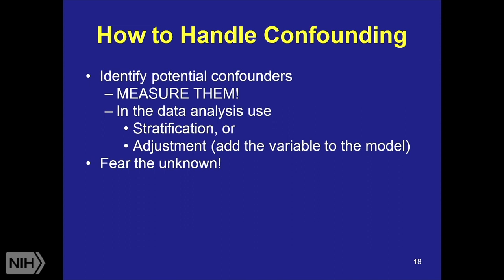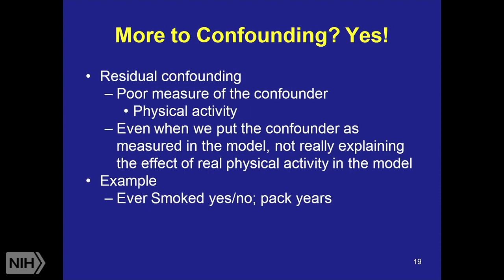In the data analysis, you might decide to use stratification. Although what most statisticians will tell you to do is don't stratify smoking status. Instead, you go ahead and put that variable in your model, which is sometimes called an adjustment. So I'm going to put a covariate in the model. We'll talk more about that over the coming weeks. But your biggest problem here is fearing the unknown.